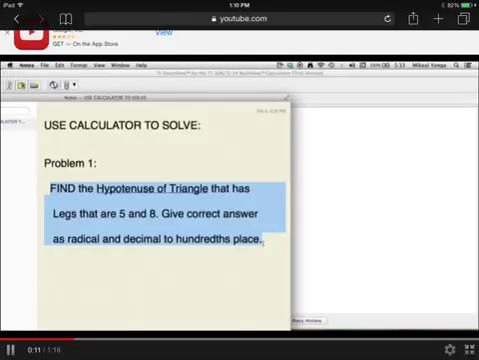We will find the hypotenuse of a triangle that has legs that are 5 and 8 and give the correct answer as a radical and as a decimal to the hundredths place using the GED calculator.